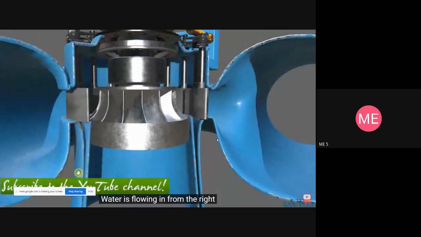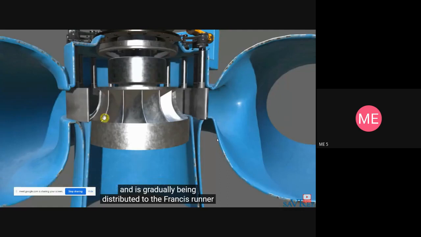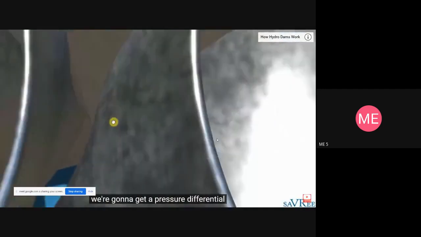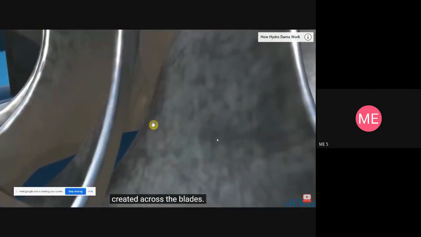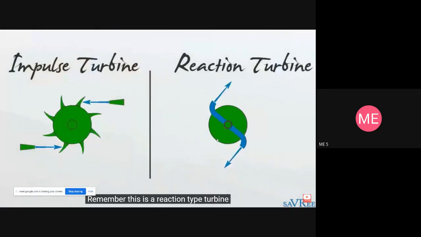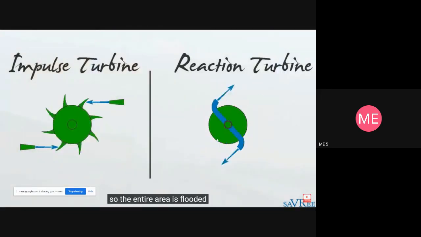Water is flowing in from the right and is gradually being distributed to the Francis runner as it passes through the wicket gate. As it flows into the runner, we're going to get a pressure differential created across the blades. Remember, this is a reaction type turbine, so the entire area is flooded, and this is a pressure turbine.